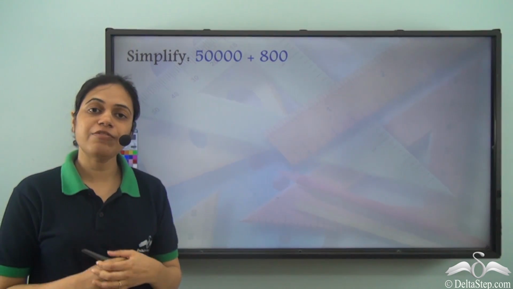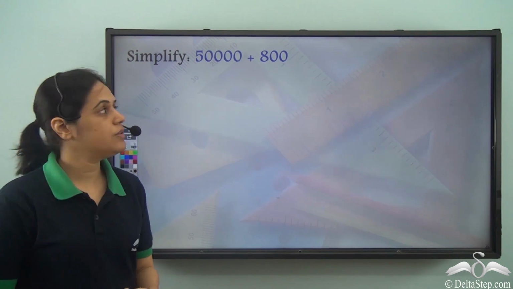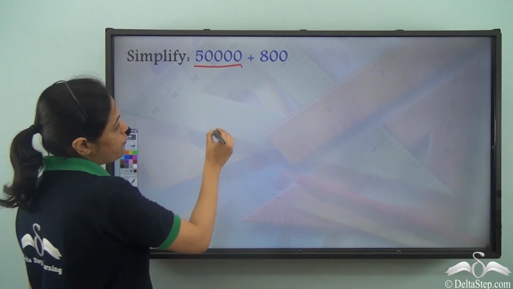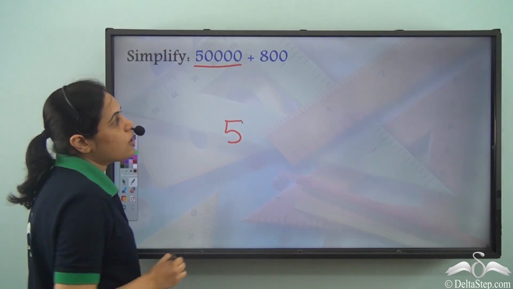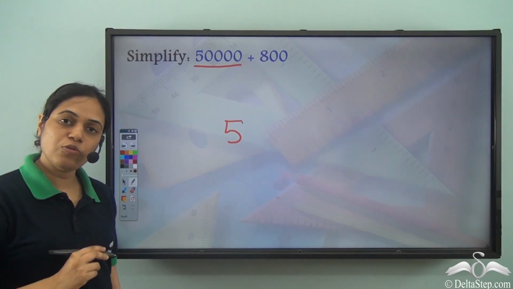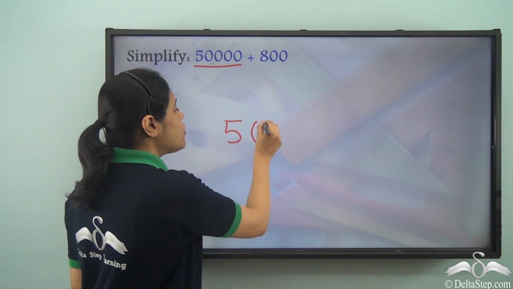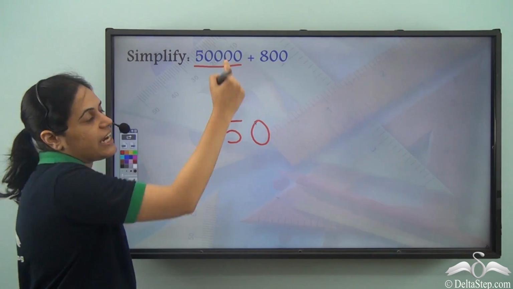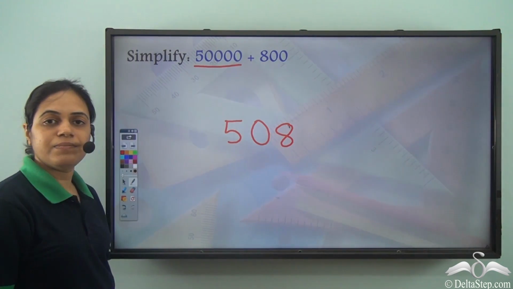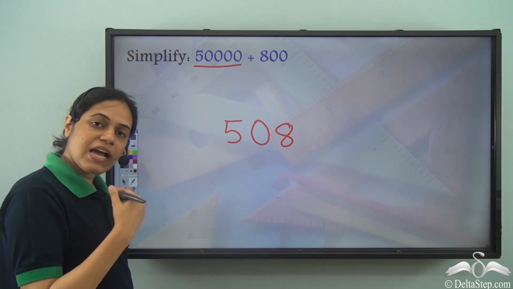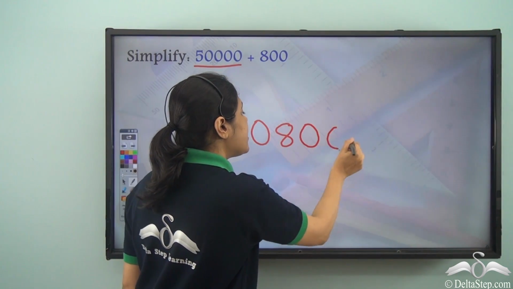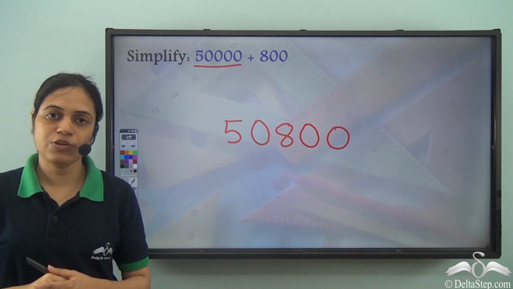Now what is the simplified form of this number? So I have 50,000. So 5 is in the 10,000s place. Now I can see there is no term for thousands. So there are 0 thousands. Then I have 800. So 8 is there in the hundreds place. Then after the hundreds place I have tens. But there are no tens or 0 tens. There are no ones or 0 ones.